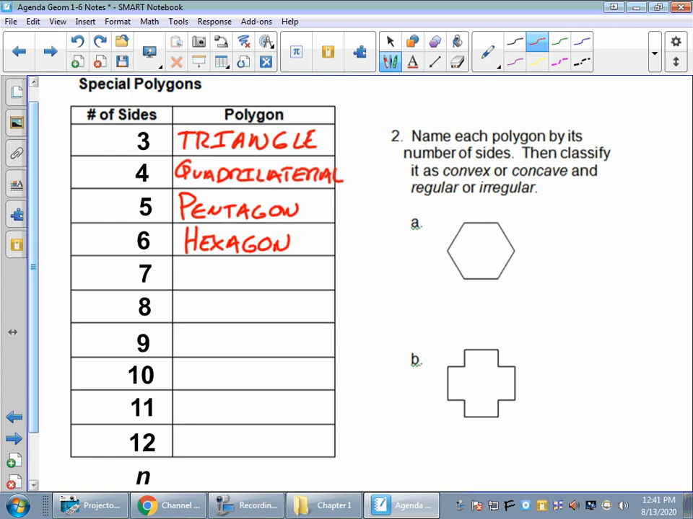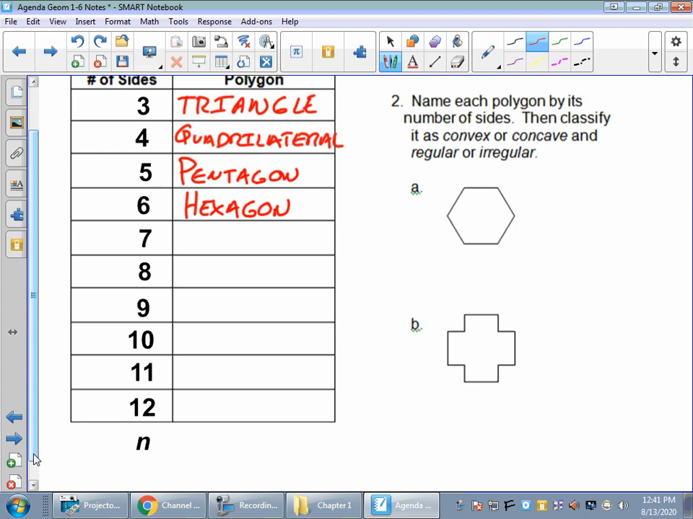Okay. 7 is a tricky one. Not a lot of people know 7. 7 is a heptagon. A heptagon. An 8-sided object is an octagon. That's one that a lot of us know about, an octagon. And a 9-sided object is a nonagon. Nonagon. Some people know that one, other people don't. 10 is called a decagon. Decagon. An 11-sided object is called a hendecagon.